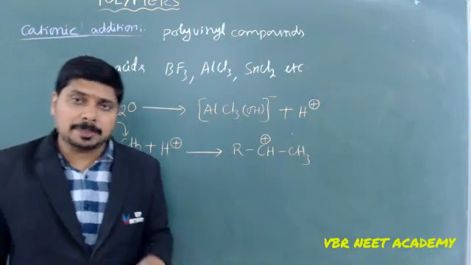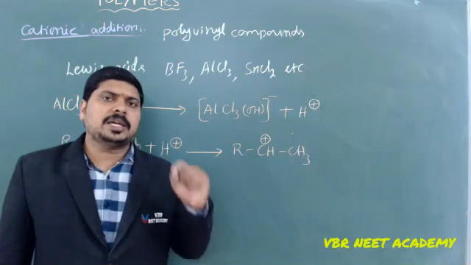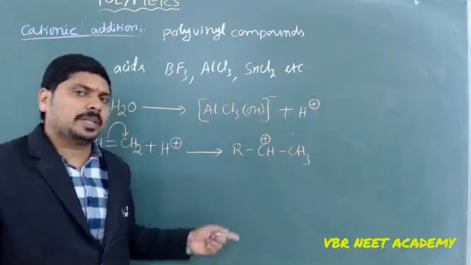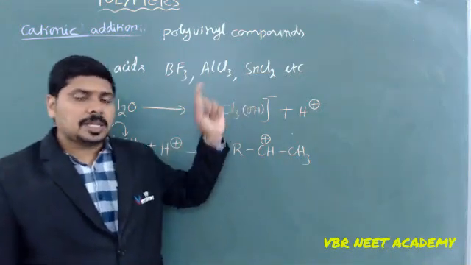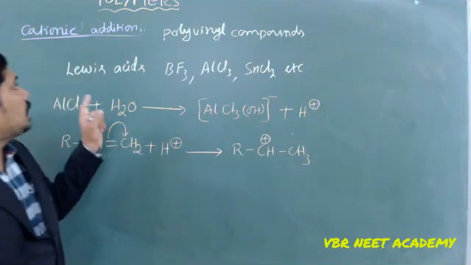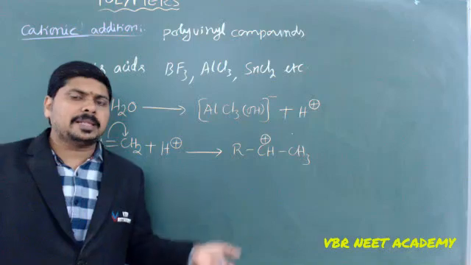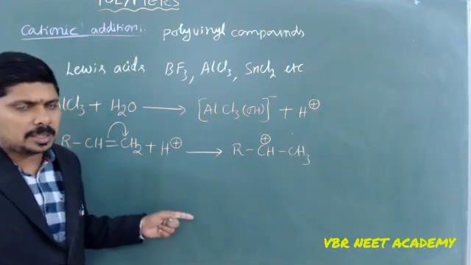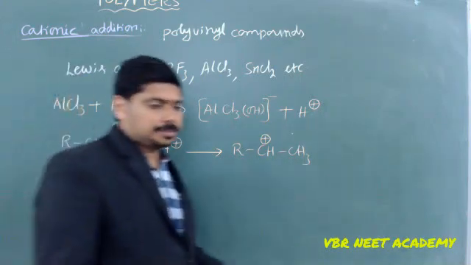So it depends upon what type of initiator you are having. If a peroxide is initiating, that will go for free radical. If a Lewis acid like BF3, AlCl3, SnCl2 is initiating, it will come under cationic polymerization. If a base like sodamide is initiating, then we are going to get anionic polymerization. How that anionic polymerization is taking place, we will see the mechanism now.